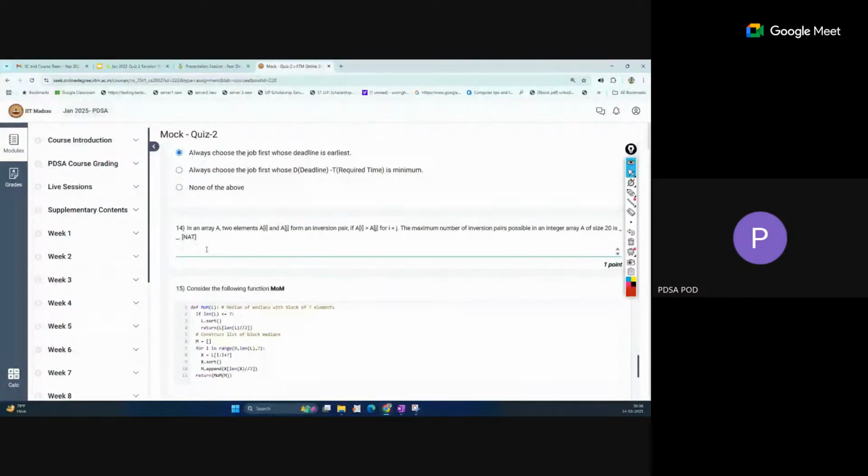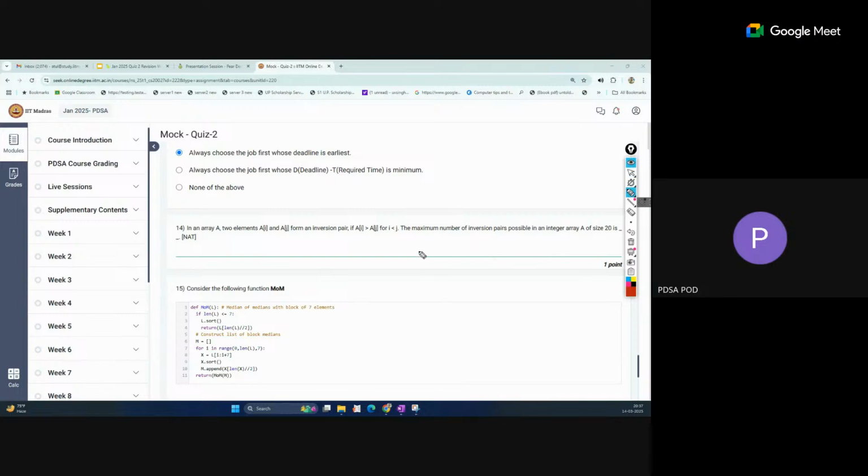Now the 14th one. In an array, two elements AI and AJ form an inversion pair. The maximum number of inversion pairs possible in an integer array A of size 20 is. So this is a simple formula-based question. Can anyone tell me what formula we will use here? N into n minus 1 by 2. Yes.